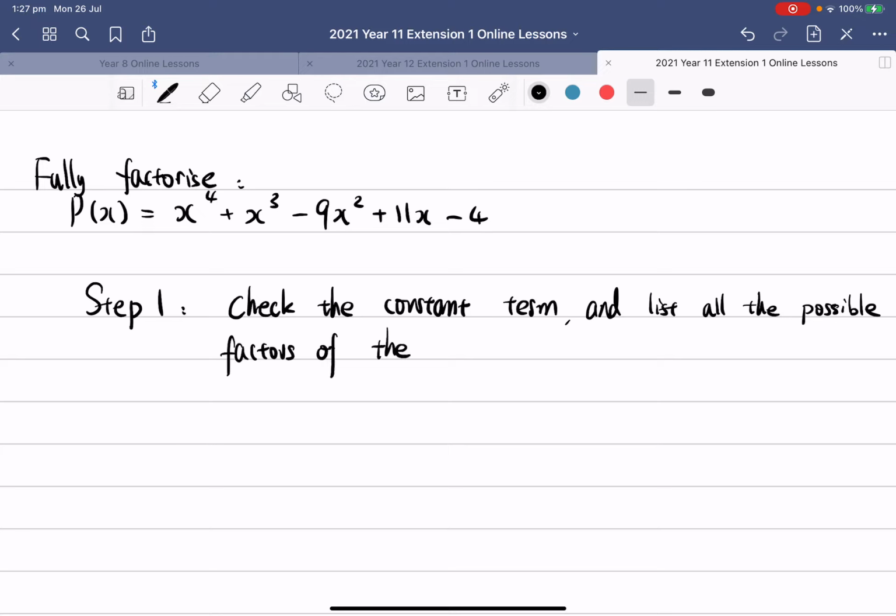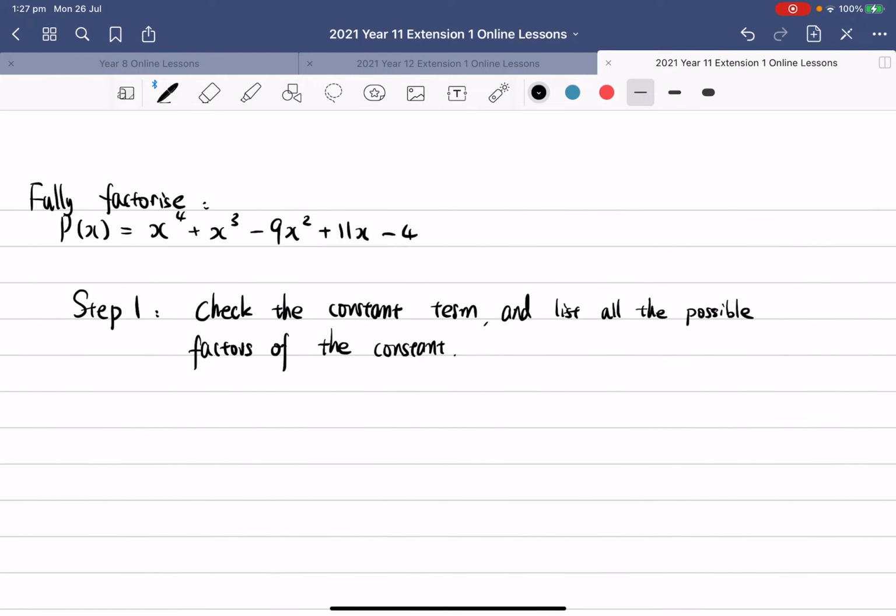So what that means is, if the constant term is a large number, for example 16, then in that case it will be plus minus 1, plus minus 2, plus minus 4. You're going to find all the factors until that's possible, right? And then step 2 is you're going to use the factor theorem to check. That's why it's called check, trial and error, to check for integer zeros.